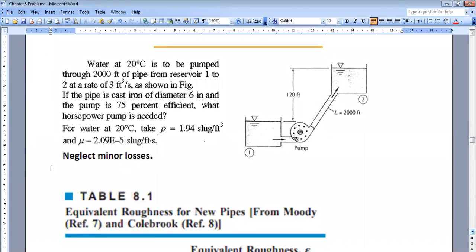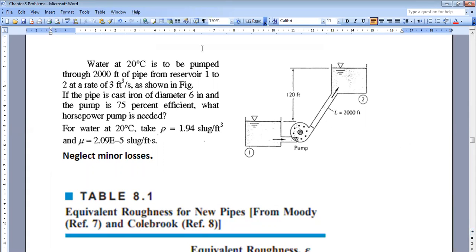Water at 20 degrees is to be pumped through a 2000 feet pipe from reservoir 1 to 2 at a rate of 3 feet cubed per second as shown in the figure. If the pipe is cast iron of diameter 6 inch and the pump is 75% efficient, what horsepower pump is needed? For water, take that at 20 degrees we have rho equals 1.94 slug per feet cubed and mu equals 2.09 times 10 to the power minus 5 slug per feet second. And neglect minor losses.